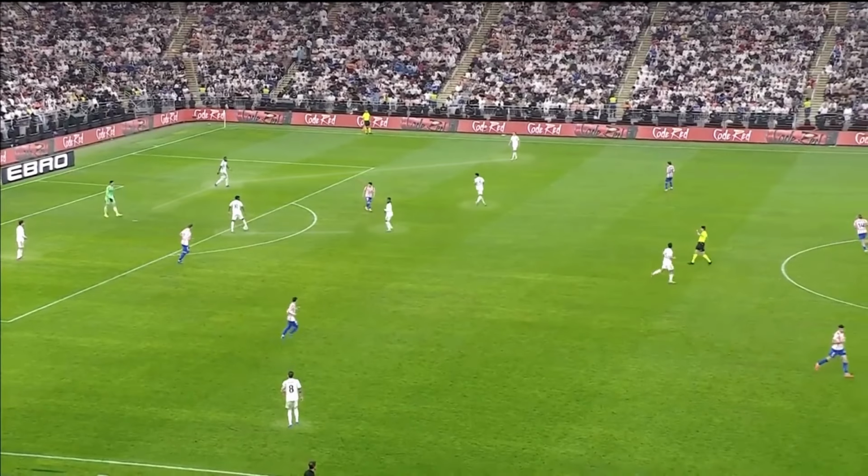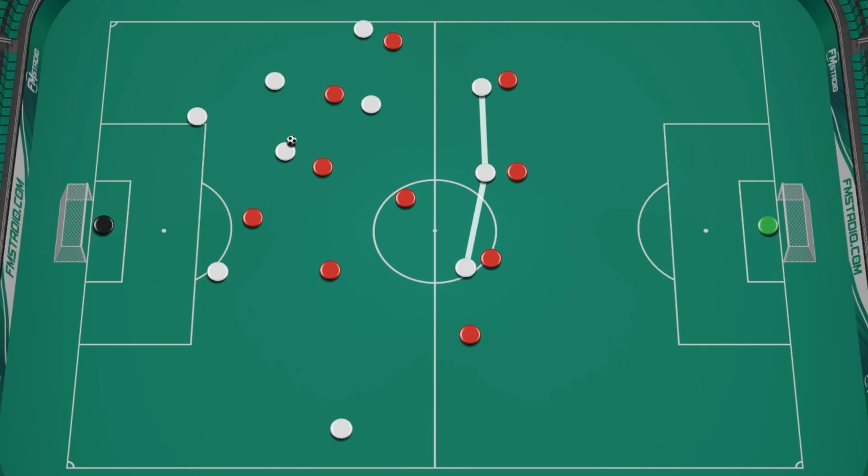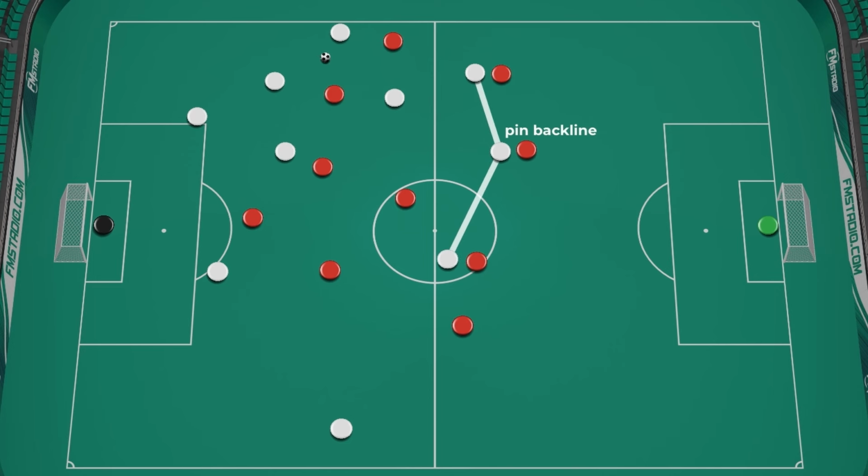The sequence started with Madrid trying to build from the back against a retreating opposition press. They are trying to build from their left side against a 4-4-2 mid block. The idea is to use their narrow front three to pin the backline deep and then use the local wide combinations to bypass the midfield line.